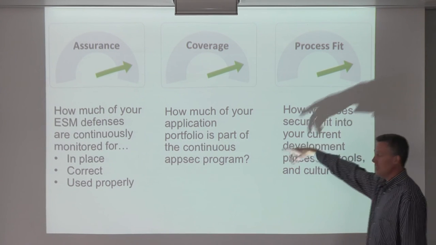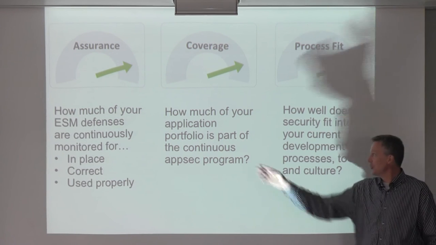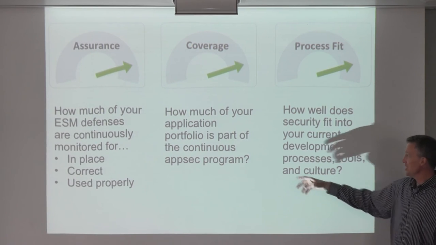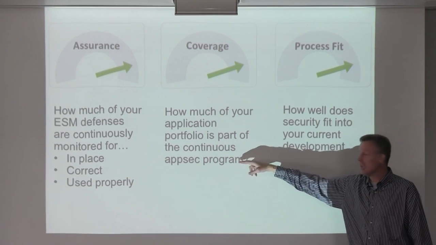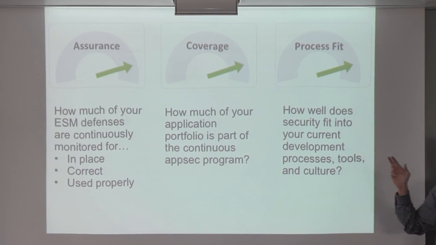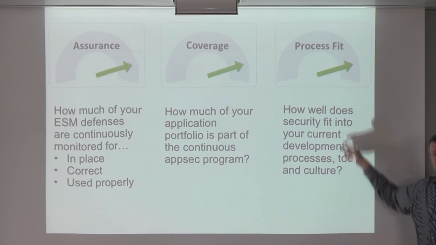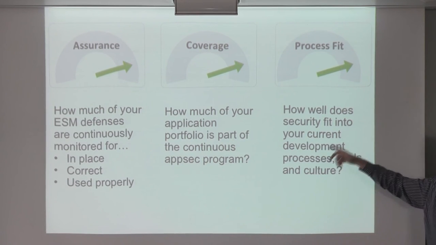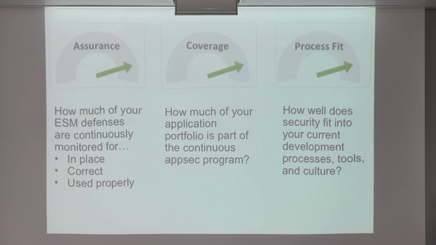And coverage is a part of that. You could do a great job on one app and leave the other 900 with basically no assurance. That's crazy. So how much of your app portfolio are you covering? And how well does AppSec really fit into your development culture? I think if people are upset about AppSec, then they're not going to do it, and this undermines your efforts dramatically. So these are the three metrics I want you to focus on. If you're getting assurance and coverage and you're a good process fit and people are happy with you, then you can do a really good job at AppSec. And you don't need a maturity model with 200 practices in it to try to get there.